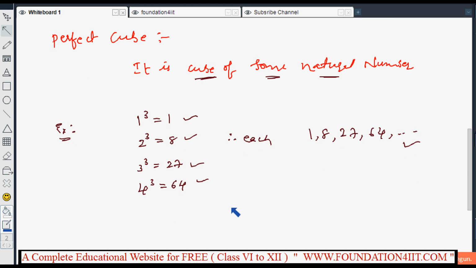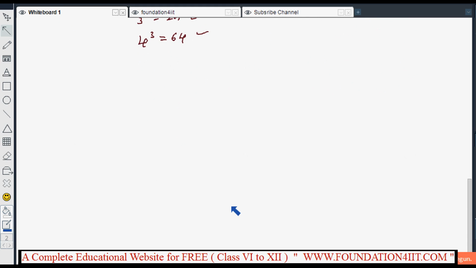Now we'll see the cube root. First let me explain about the cube root. Next we'll see how to find the cube root of any number by using the prime factorization method.